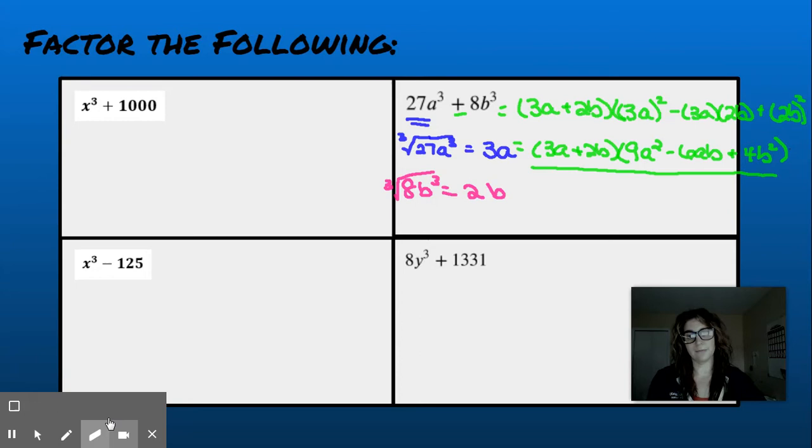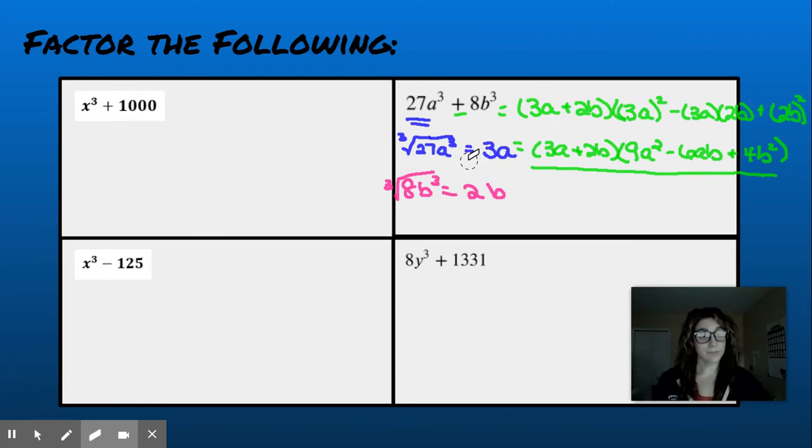Okay, so again, when you go through this, make sure you cube root each part. And then it's a matter of just plugging it into those formulas. And if you need to rewrite those formulas each time to look at, then go for it. Okay. Let me clean this up.